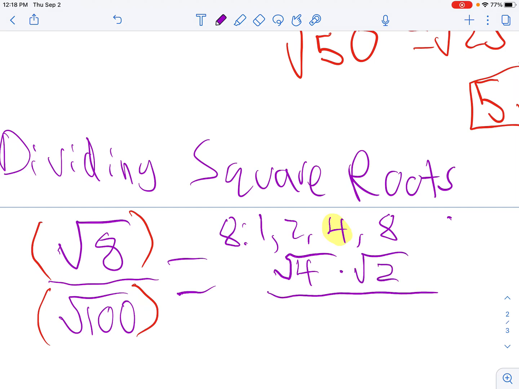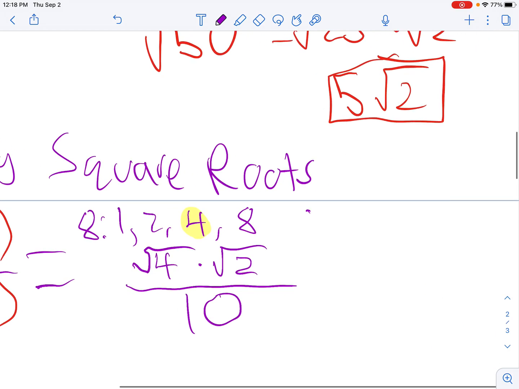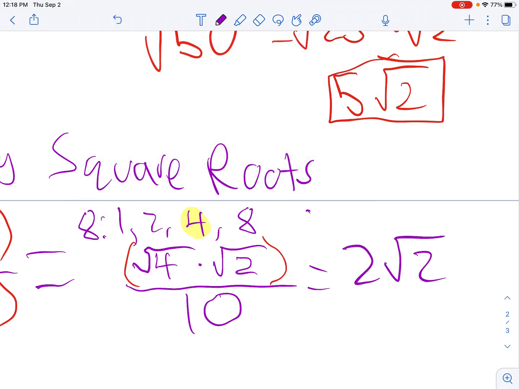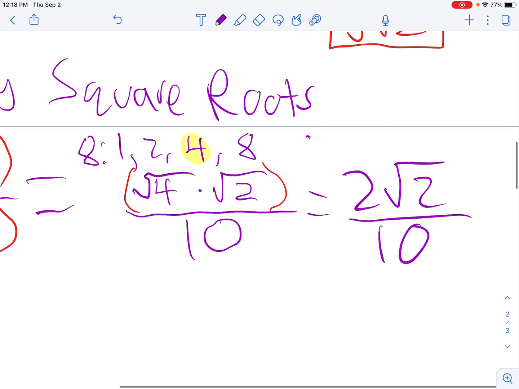And then on the bottom, it's actually really easy to simplify. The square root of 100 is a whole number. It's just 10. So now, the only thing I have left to simplify is on top, square root 4 times the square root of 2. I know that the square root of 4 is 2, so I'm going to say 2 square root 2 all over 10.